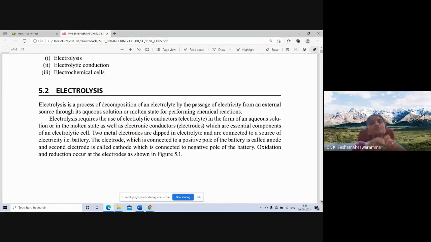It requires the use of electrolytic conductors. It means nothing but electrolytes in the form of an aqueous solution or in the molten state, as well as electronic conductors, electrodes. Electrolytic conductors are known as electrolytes. Electronic conductors are known as electrodes. Electrodes are essential components of an electrolytic cell. Without electrodes, conductivity may not be possible.